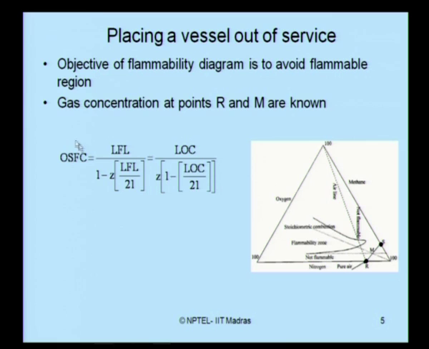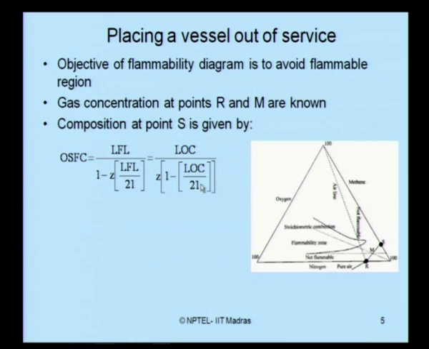Now, the gas concentrations at the point R, that is on the nitrogen arm, and at the point M, which is the nose or the intersection of the stoichiometric line, are known to me. Once I know that, the composition of the point S is given by a simple expression: LFL by 1 minus Z of LFL by 21, or LOC by Z into 1 minus LOC by 21.